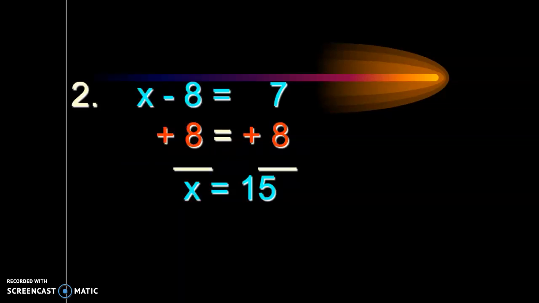Here's your number 2. How did you get rid of the subtracted 8 on that x? Well, you would add it. See, you add 8. Opposite operation. Negative 8 plus 8 is 0. And remember, anything added to 0 is still that same number, so it's just x. X plus 0 is just x. And then do the math on the right. 7 plus 8 is 15.